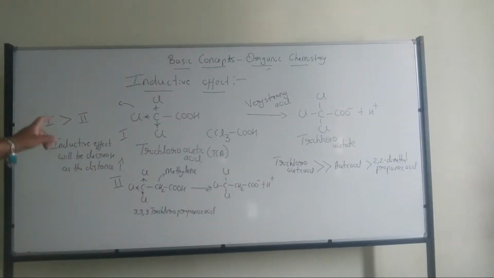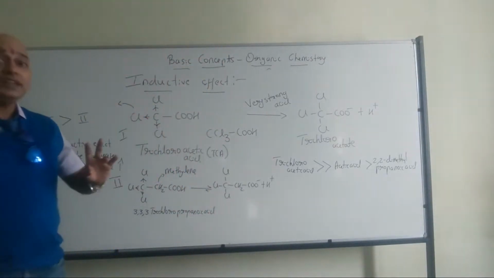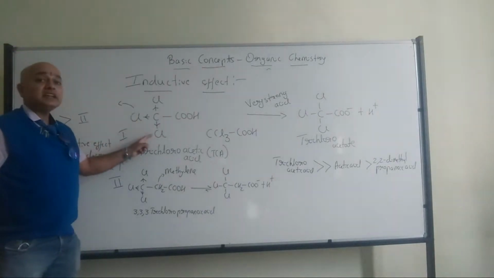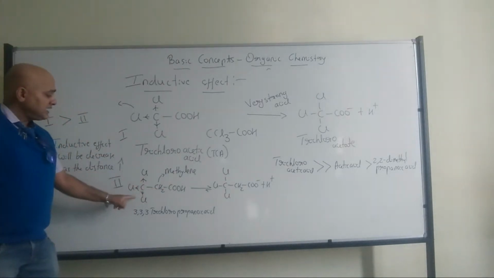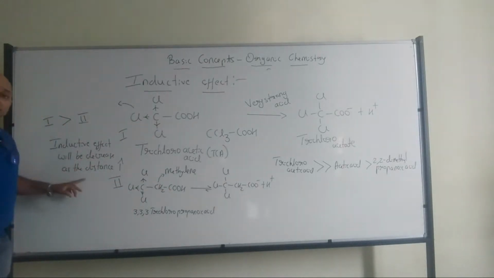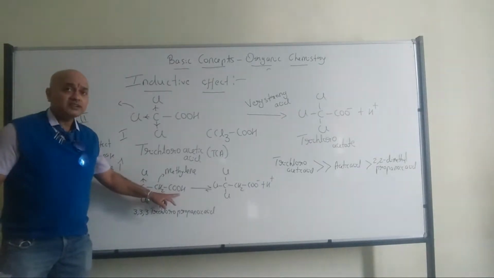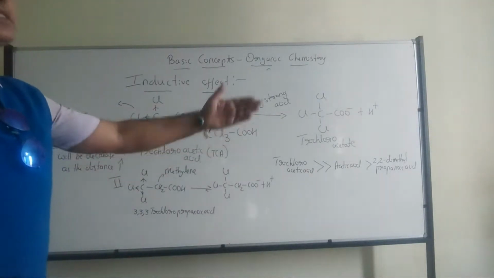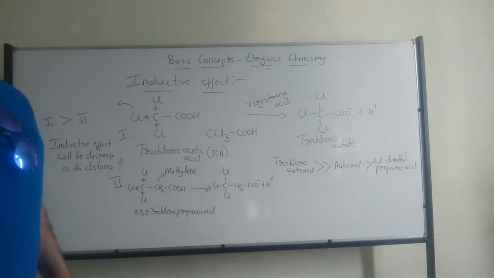So that's where we have the importance of the inductive effect and the importance of the distance between the carboxyl group and the carbon containing electron withdrawing groups. As the distance increases, inductive effect is going to decrease. Therefore, acidic character is going to decrease, because the OH bond will not be much affected as the distance increases. So inductive effect depends on the distance.